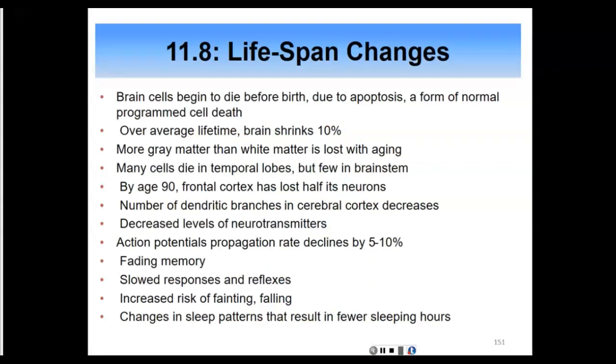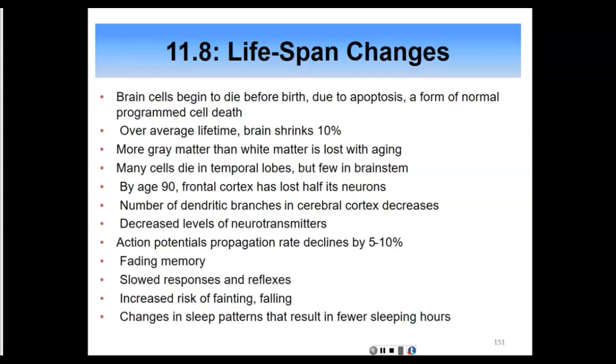Last but not least, our nervous system, brain cells especially, will start to die before we're even born. And that's natural. This is due to apoptosis, which is normal cell death. It's normal cellular death, programmed. But over your lifetime, your brain starts to shrink by 10%.